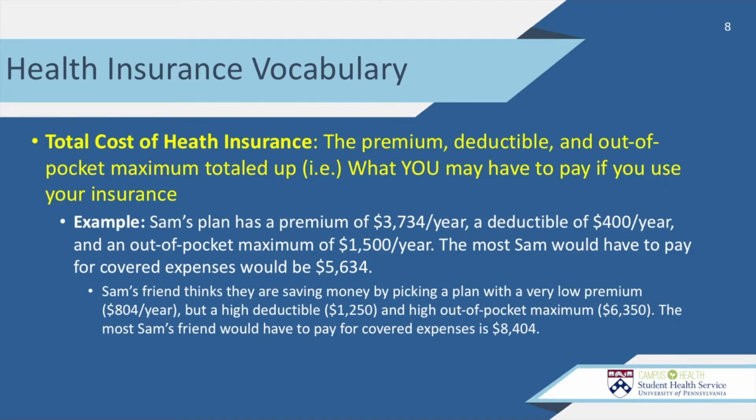Sam's friend thinks they are saving money by picking a plan with a very low premium, $804 per year, but a high deductible, $1,250 per year, and a high out-of-pocket max, $6,350 per year. The friend's total cost of health insurance is $8,404, which is $2,770 more than Sam's. Just because the friend's plan has a lower premium does not mean the total cost of health insurance is lower.